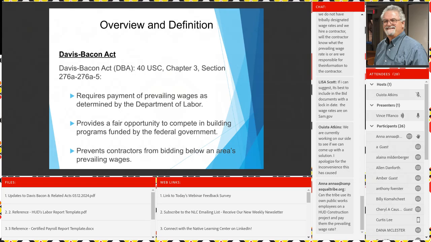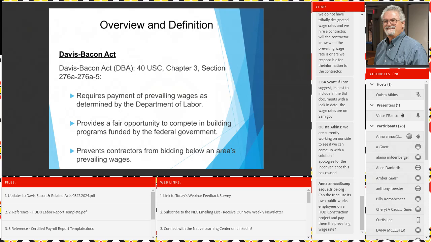Can the tribe use its own public works employees on HUD construction projects and pay them prevailing wage rates? That's a really good question. If the tribe has tribally determined rates, I think you've got to go with what your tribal rates are, even if they may be higher than what the prevailing wage rate might be. I think I'll have to double check on that one, but I think the tribally determined rates supersede the prevailing wage, if you have them.